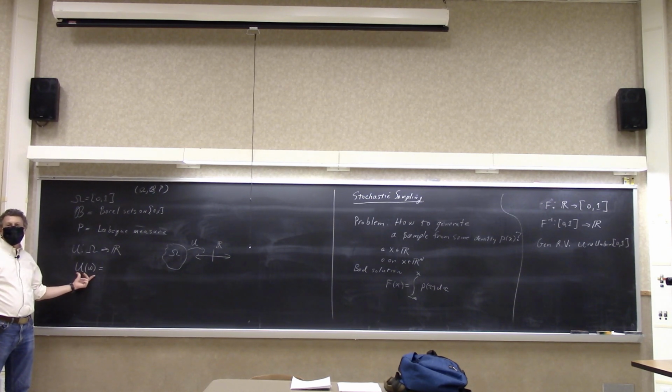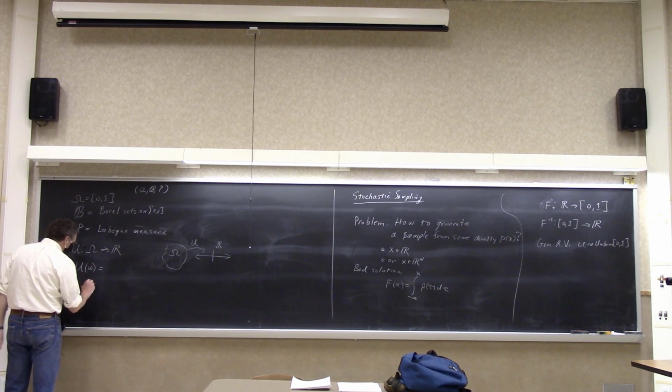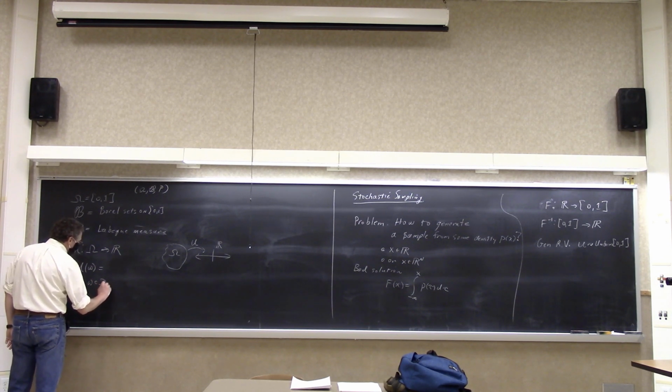What's U of omega going to be here? Cardinality of omega. Excuse me? The cardinality of omega. Omega is a number, so it doesn't have a cardinality. Omega is a member of omega, which in this case is the interval 0 to 1.